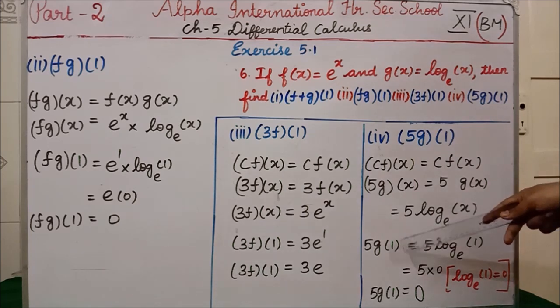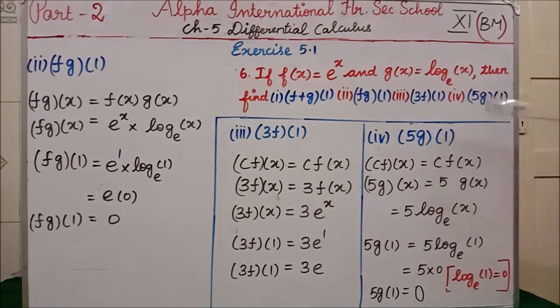Next 5g1, for x we are saying 1. So wherever you are having x you put 1. 5 log e, instead of x I have written 1. You all know log e1 value is 0. So 5 into 0 answer is 0. For the fourth subdivision the answer is 0. Students, with this our sixth problem is over. Next we will see the seventh question.